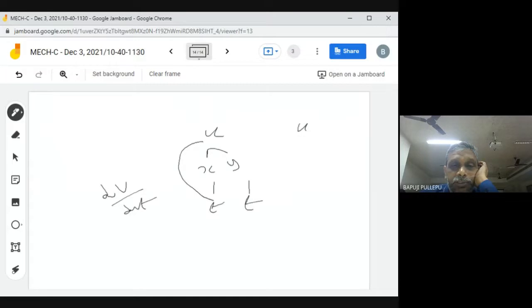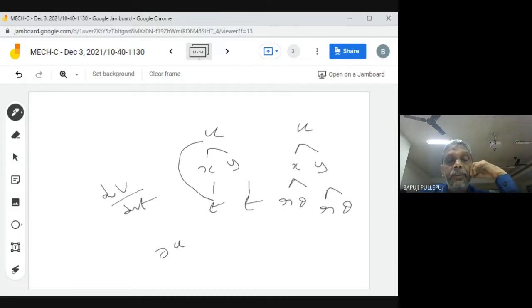Correct? Suppose u is a function of x, y, and x is a function of r and theta, y is also a function of r and theta. This is two variables, so you will get dou u by dou r and also dou u by dou theta. Dou u by dou r is dou u by dou x into dou x by dou r, plus dou u by dou y into dou y by dou r. Clear? Then dou u by dou theta is dou u by dou x into dou x by dou theta plus dou u by dou y into dou y by d theta. Sir, clear or not? Yes, sir. This is the way.